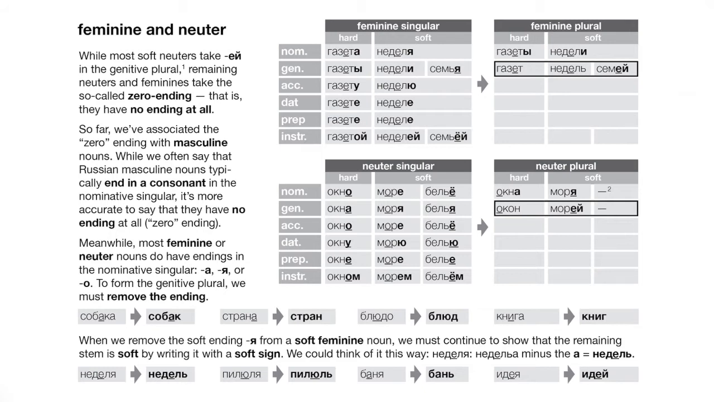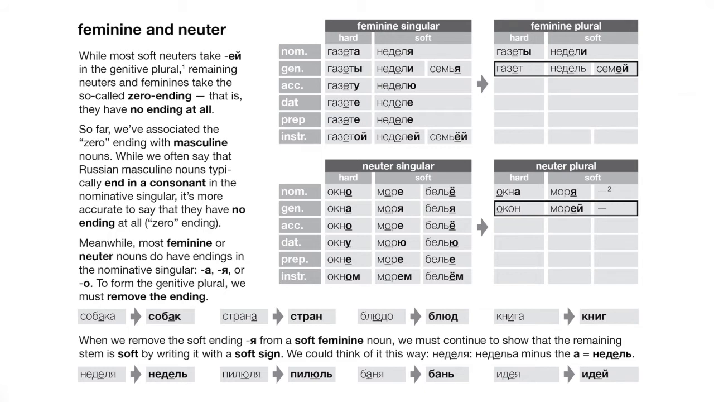First, with just some hard nouns, right? Feminines and neuters, we're getting zero ending. So sobaka becomes sobak. Strana, stran. Bluda, blud. Kniga, knig. Okay, so that's pretty easy, actually, right? Just getting rid of the ending.